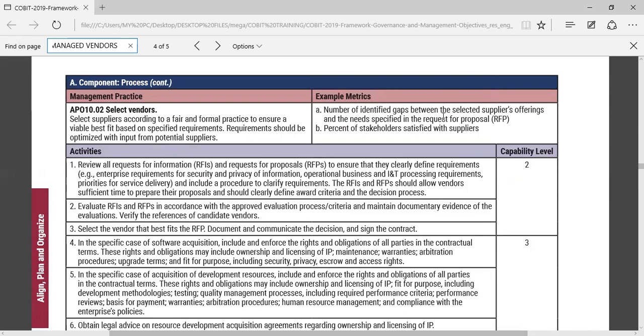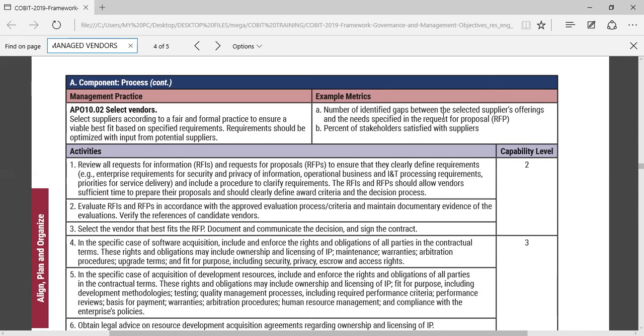The second one is percent of stakeholders satisfied with supplier. So if you take a satisfaction survey of the stakeholders, internal and external, how many of them are happy with the delivery and the services of the vendor?